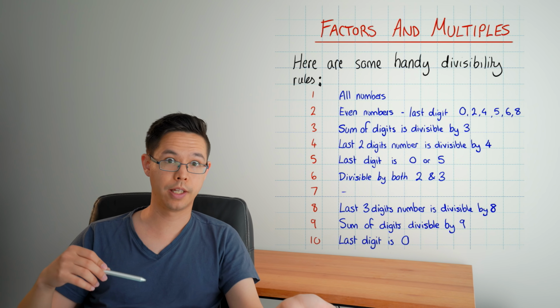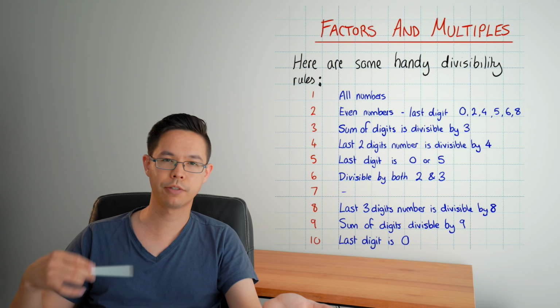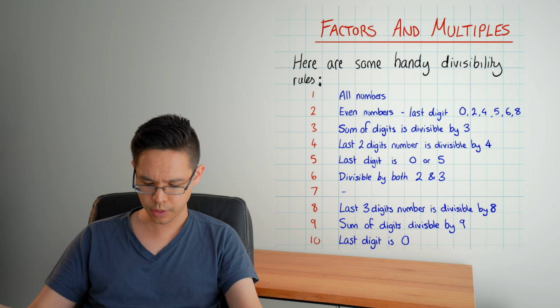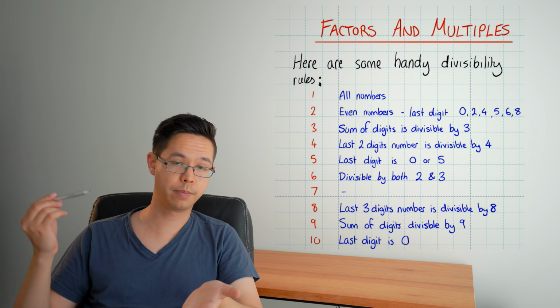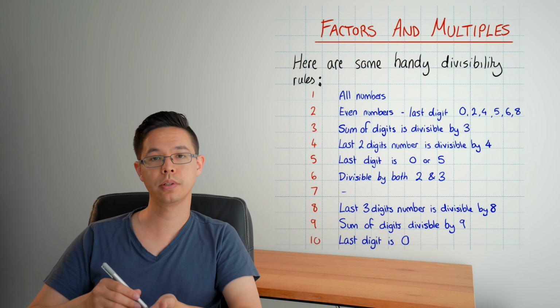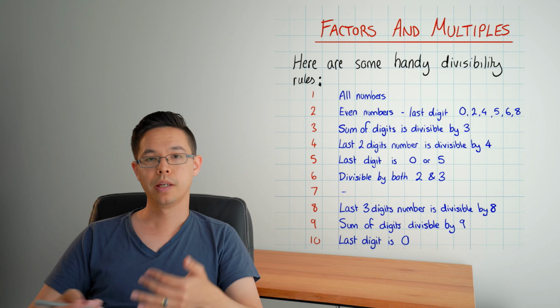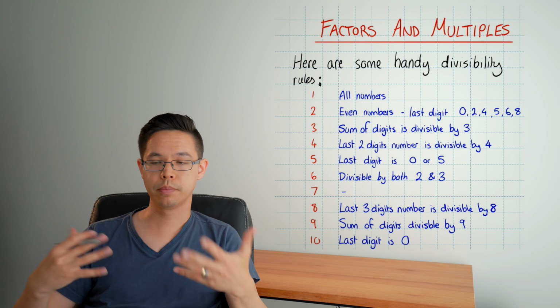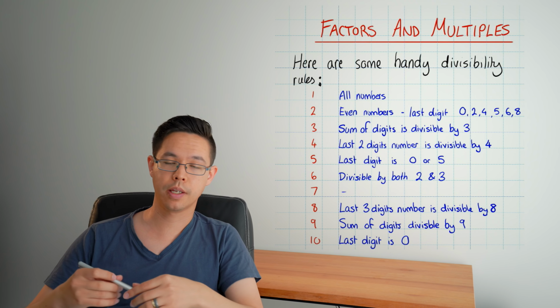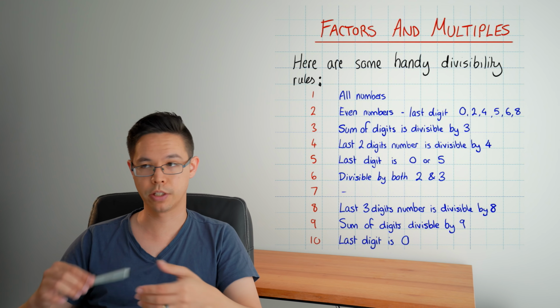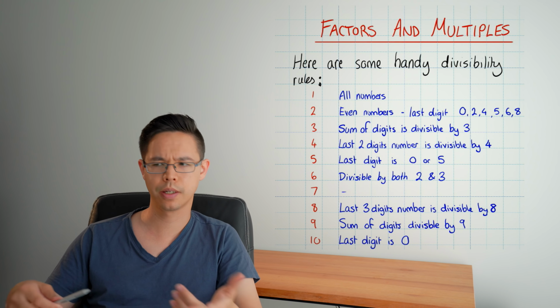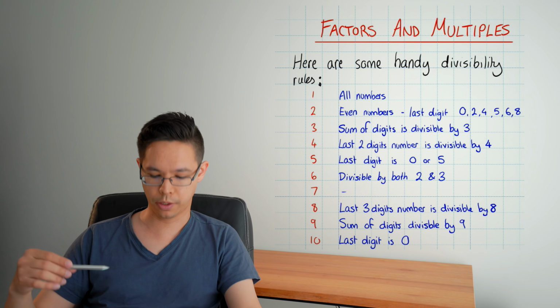For 5, obviously it'll have to end in a 5 or a 0. You kind of notice this from the times tables. For 6, it would have to be divisible both by the number 2 and also by the number 3. For 7, the book I found doesn't mention a technique for finding if it's divisible by 7. So I think you're kind of on your own there. Knowing your 7 times tables would probably be helpful.